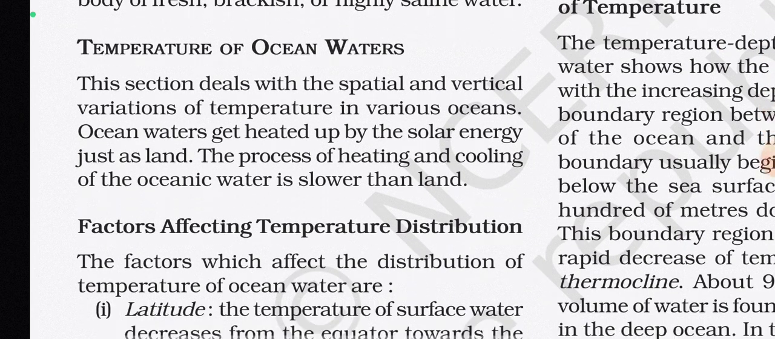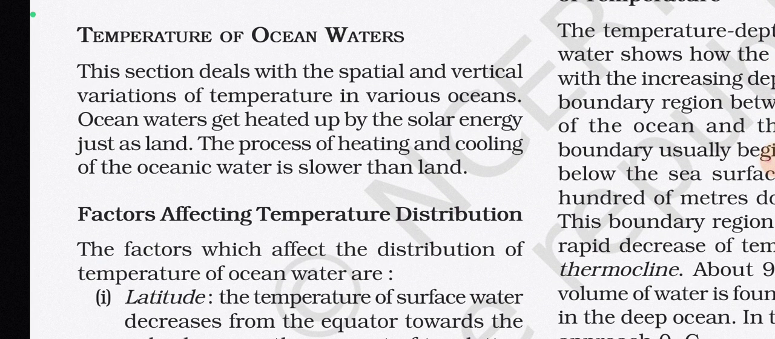Temperature of ocean waters. This section deals with the spatial and vertical distribution of temperature in various oceans. Ocean waters get heated up by the solar energy just as land. The process of heating and cooling of the oceanic water is slower than land.